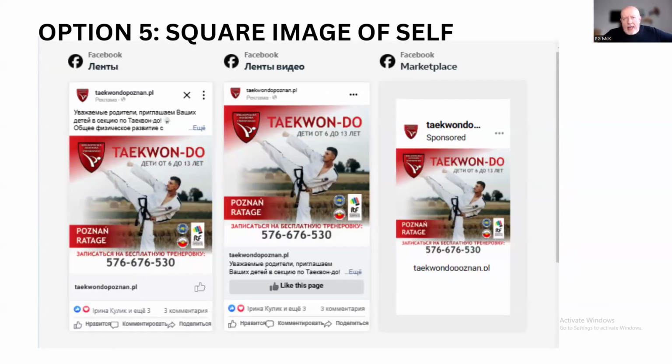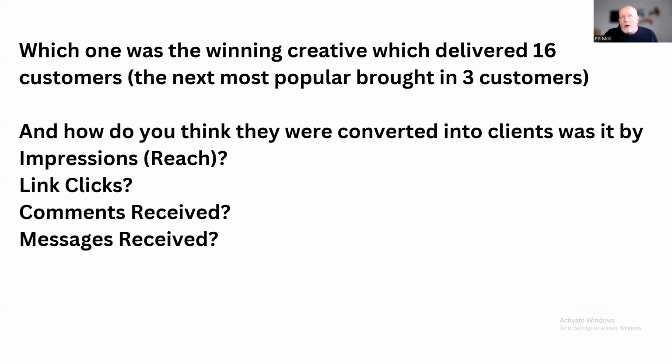And then this one here, this is one of the coach himself. They're doing one of those kicks. And in the bottom right-hand corner, you can see all of the accreditations and certifications he's got. And again, you see the area, Poznan, and then that's the area in their language. Okay? Right. So then, which one was the winning creative, which delivered 16 customers? And the second one, which delivered 3 customers.